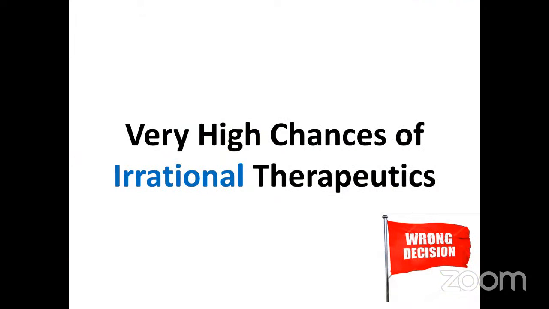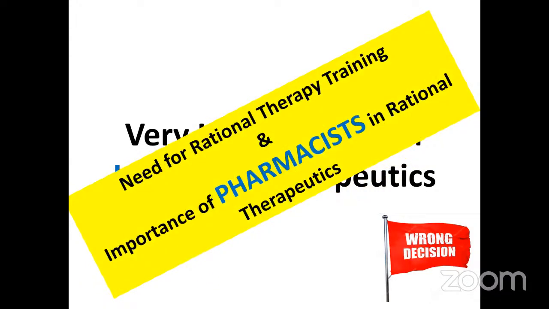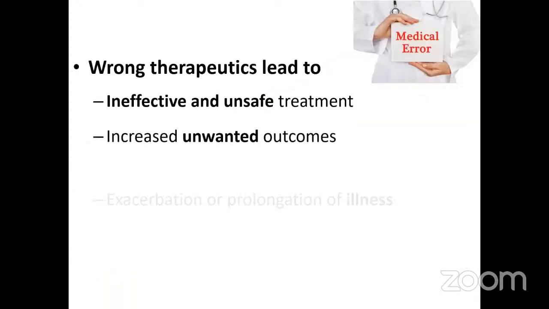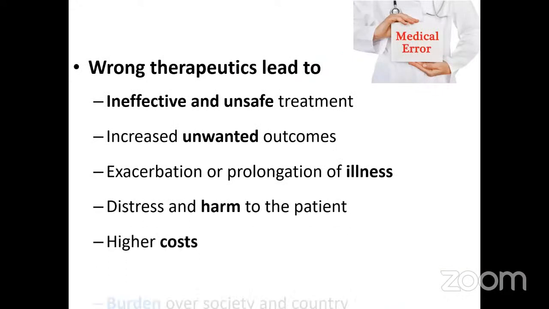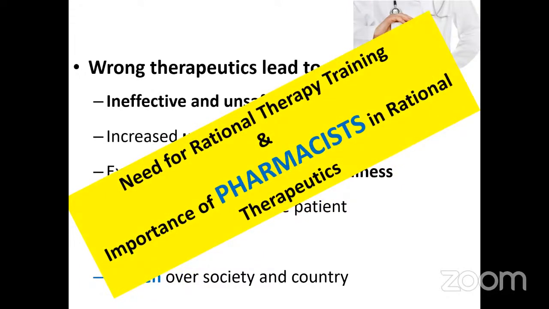There is a very high chance of irrational therapeutics everywhere, not only in developing countries. Most developed countries also suffer from the same. And because of this, again I told you that I will highlight the importance of pharmacists in rational therapeutics. Wrong therapeutics can lead to ineffective and unsafe treatment, increased unwanted outcomes, ultimately leading to higher cost, more harm, prolongation of the illness, and most important, the overall burden on the society and the country. If we want all these to be checked, we have to go with rational therapeutics. And that's why, again, the importance of the pharmacist in rational therapeutics.